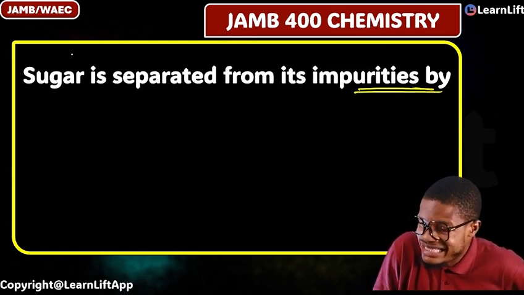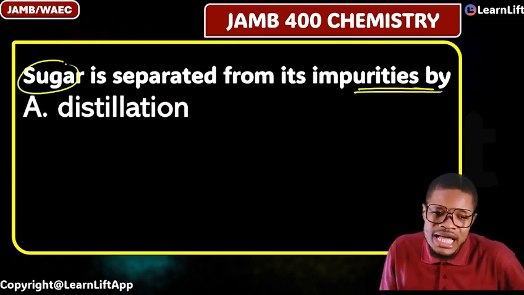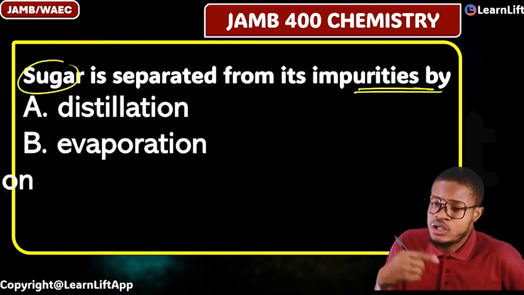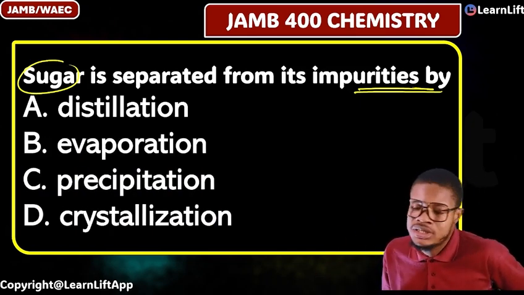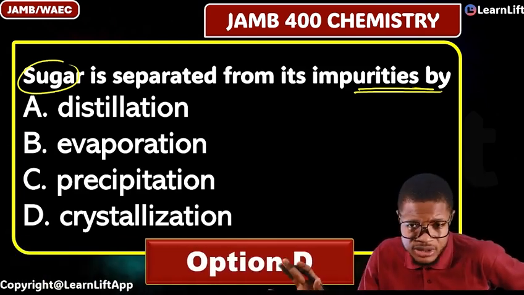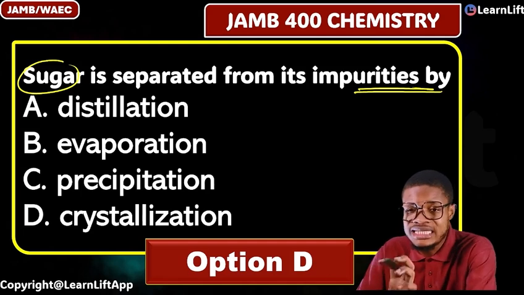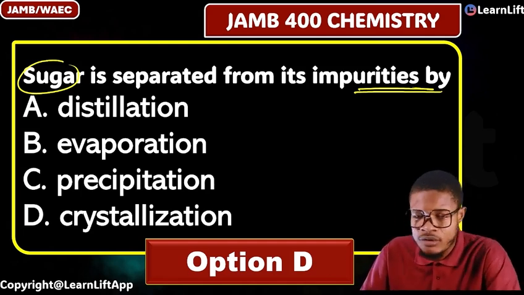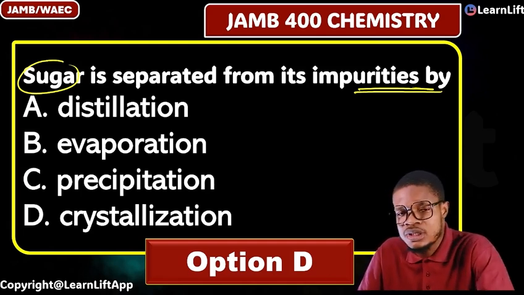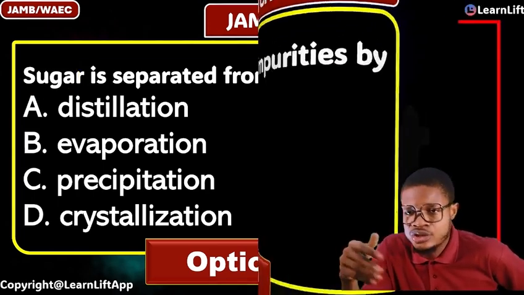Anytime you hear sugar is separated, how do you obtain sugar? Is it by distillation, or by evaporation, or by precipitation, or by what? Crystallization. What's the answer? Crystallization is the answer. Does it make sense? That one is very simple, easy, and direct. Why? Because sugar will decompose on heating. That's why you don't use evaporation to dryness for it. What do you better use there? You better use what is called crystallization. If you get that very quickly.